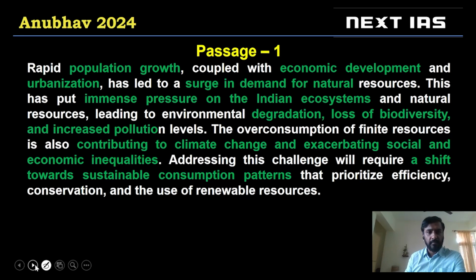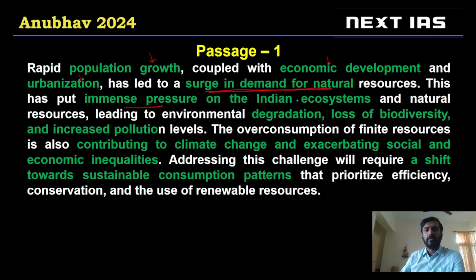Let's look at the next set of passages. Now, here we are discussing the impact of rapid population growth, economic development, urbanization, and this impact on India's ecosystem. This has caused a surge for natural resources. The demand for natural resources is shooting up, basically.